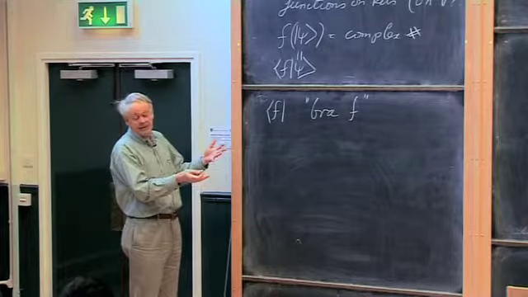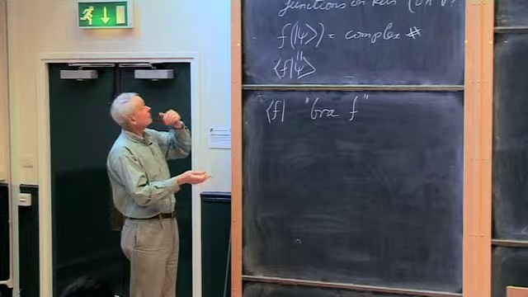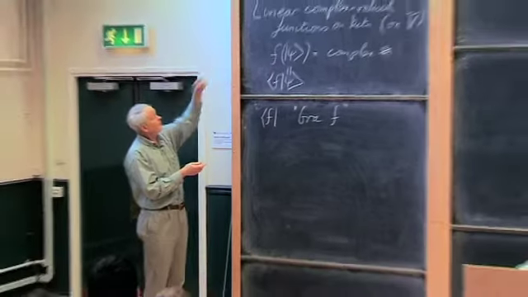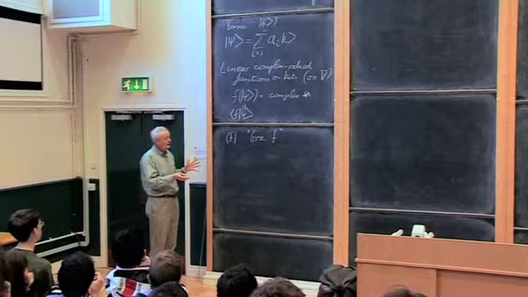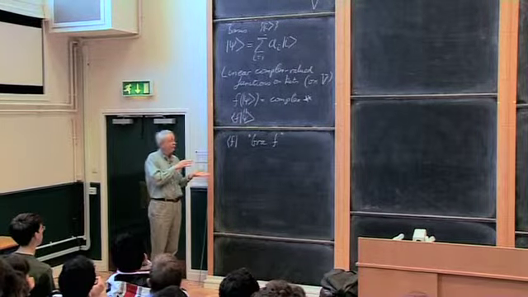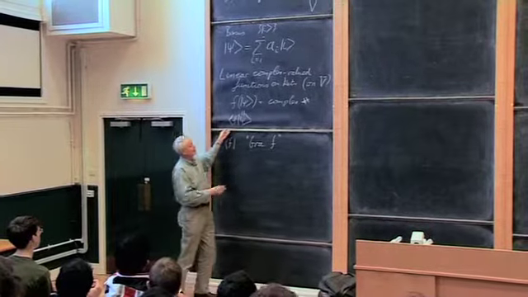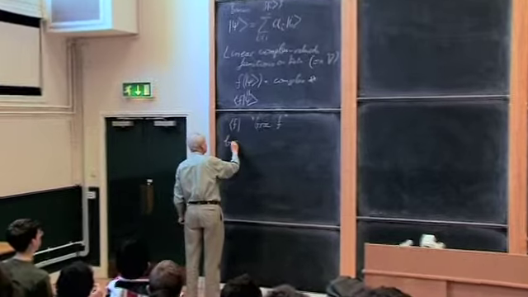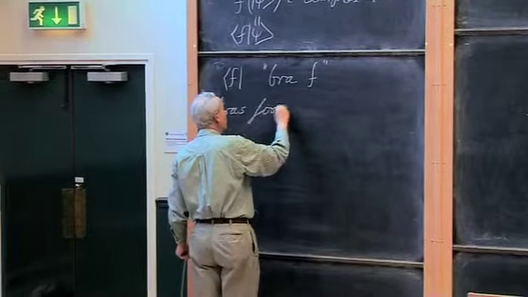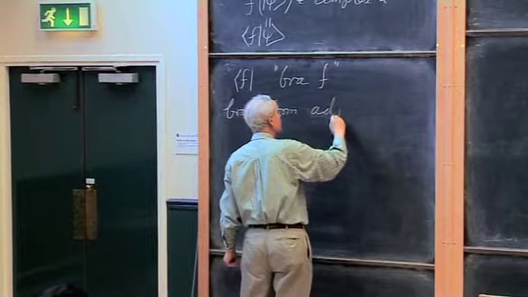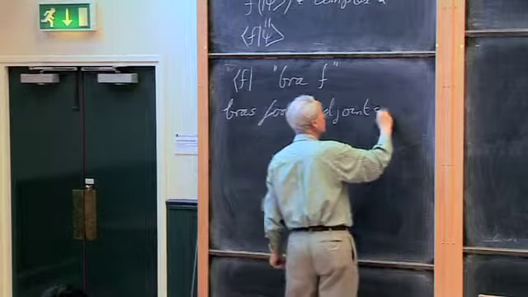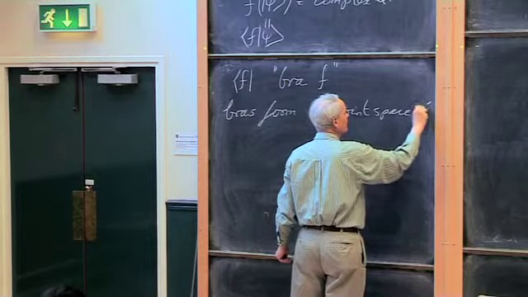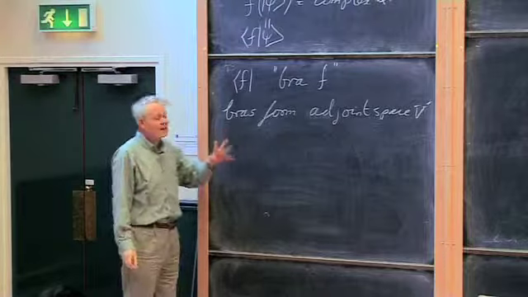The kets form a vector space. Because it's a vector space, it must have bases like that up there. And the bras also form a vector space, as I hope you've discovered in Professor Essler's lectures. So the bras form the adjoint space, often called V-primed. Why do they form a vector space?